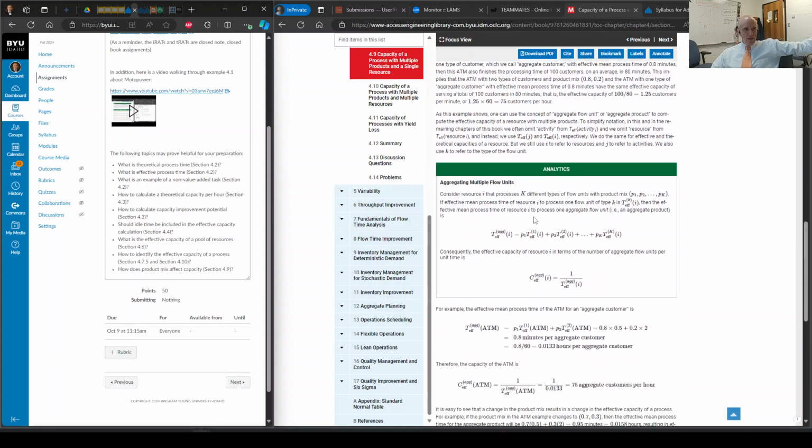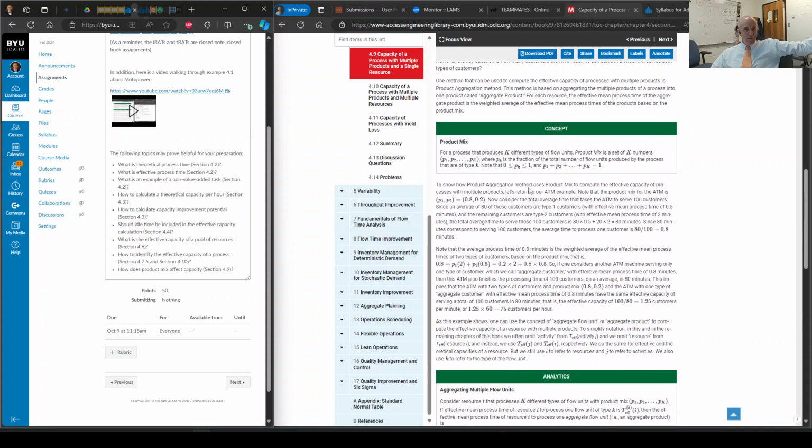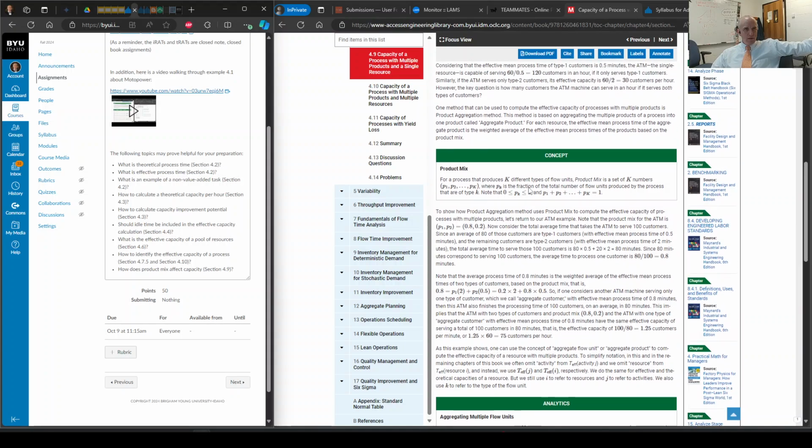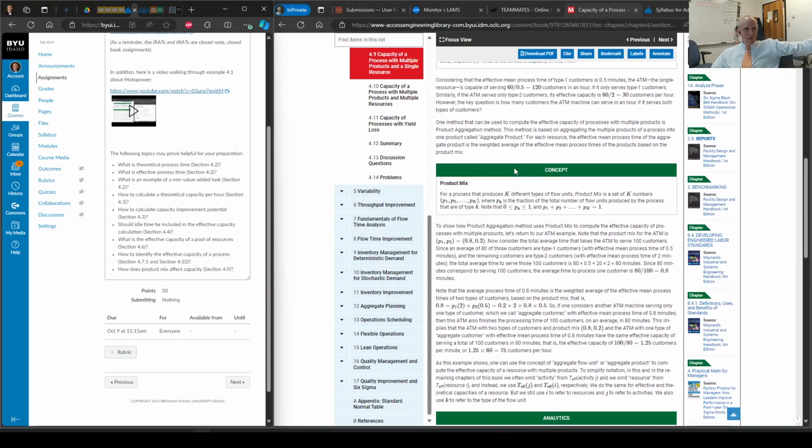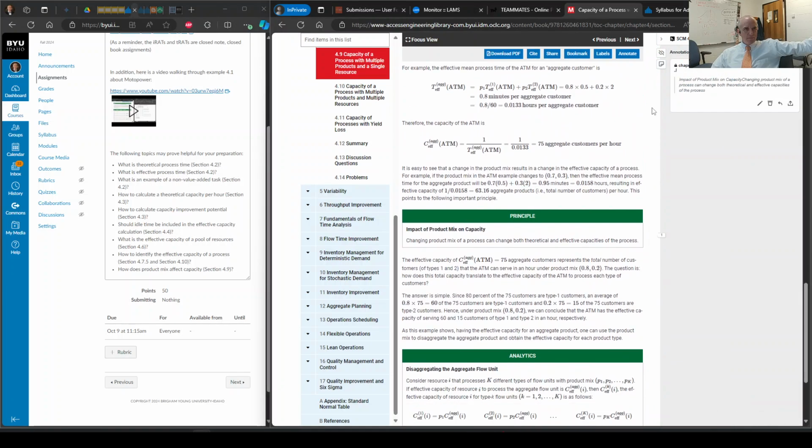In this particular case, let's see, where is it? Let's see, I'm pretty sure I highlighted it. Where's my highlight? Here it is. The principle is the impact of product mix on capacity. Changing product mix and process can change both the theoretical and effective capacities of the process. That's the principle. That's the idea.